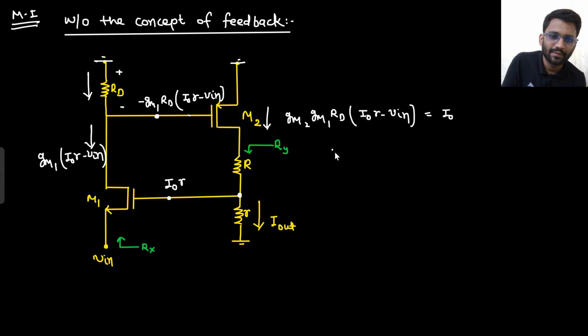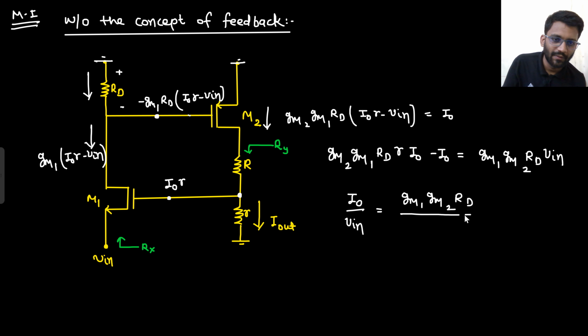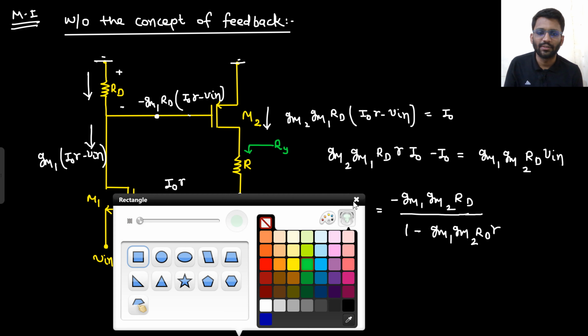So what will happen? GM2 GM1 RD R I out minus I out would be equal to GM1 GM2 RD V in. So what do I need to find? I out by V in. What will be my I out by V in now? That would be GM1 GM2 RD upon, let's just call this a minus sign, and then I can write 1 minus GM1 GM2 RD R. That's it. This is your I out by V in.